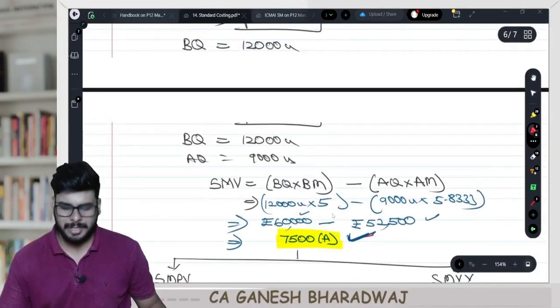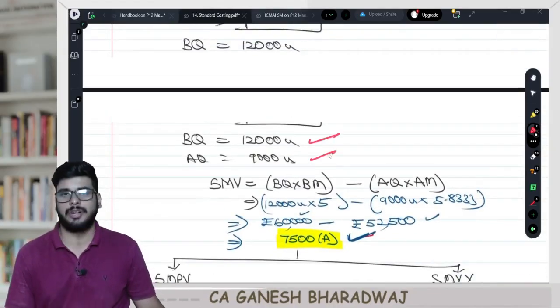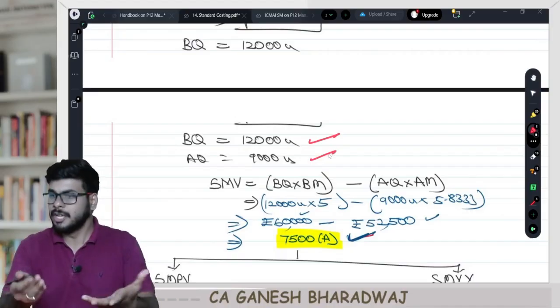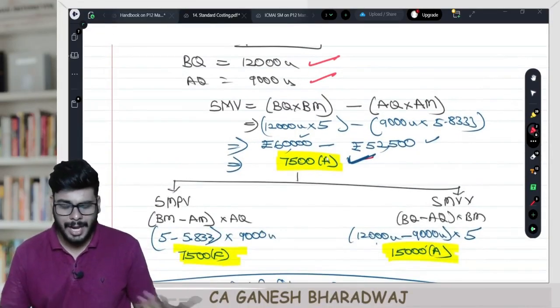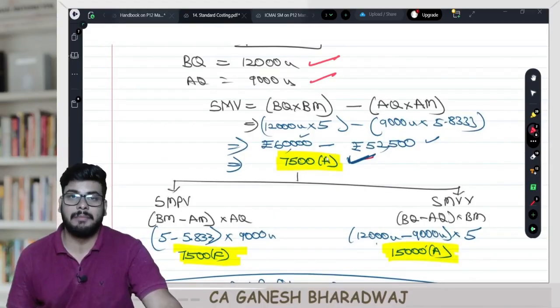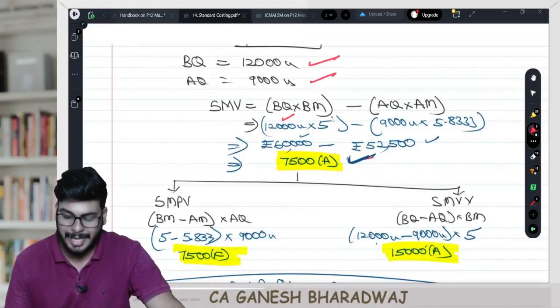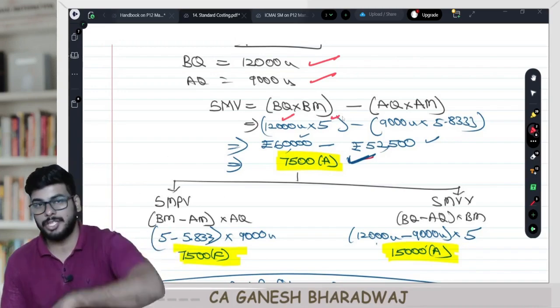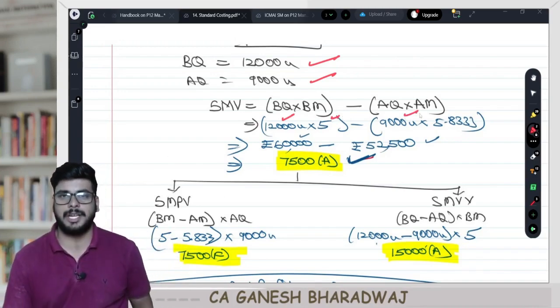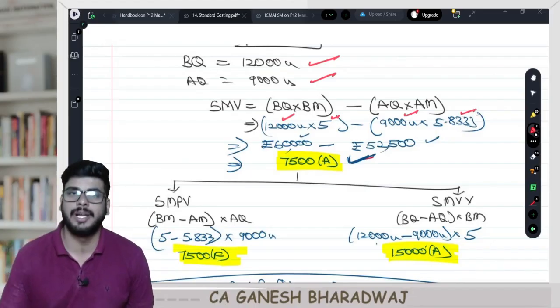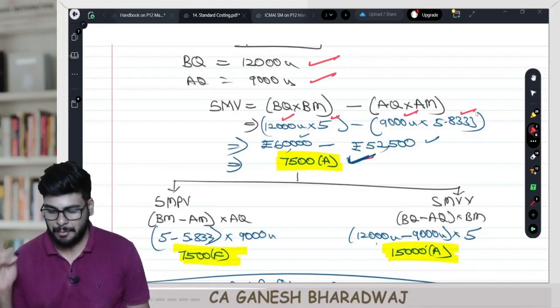So now what is the budgeted quantity? It's 12,000 units. Actual quantity is 9,000 units. Now you need to substitute the figures here and arrive at the answer. So sales margin variance totally, how much is that? I plan to sell 12,000 units, and each and every unit that I sell, I plan to earn a margin of 5 rupees, but I actually ended up selling only 9,000 units, and every unit I sold actually fetched me a margin of only 5.833.